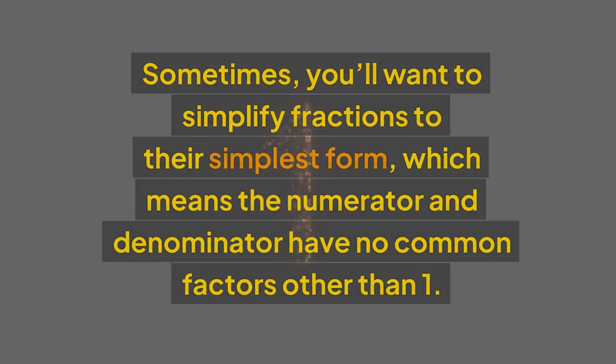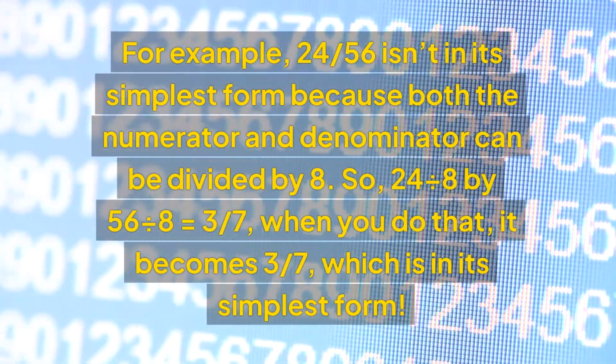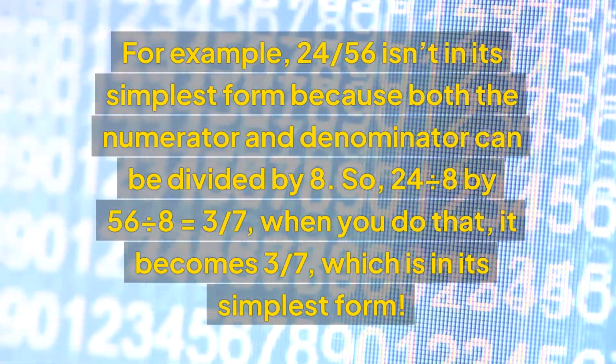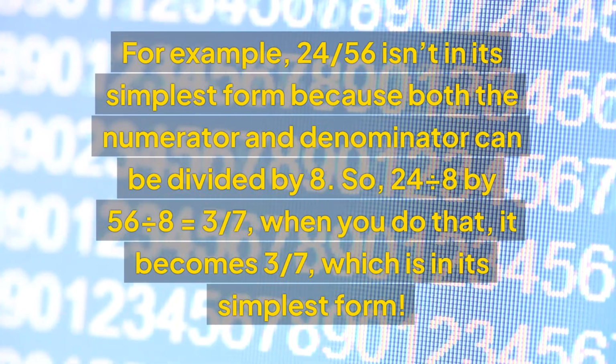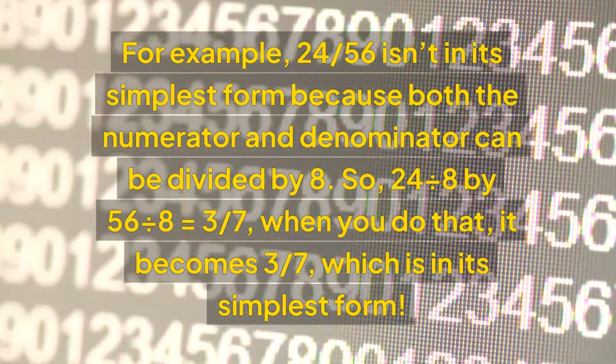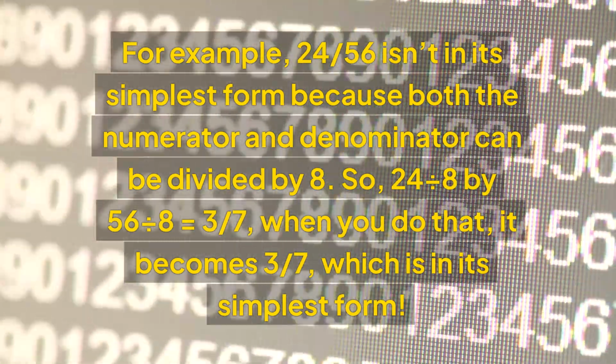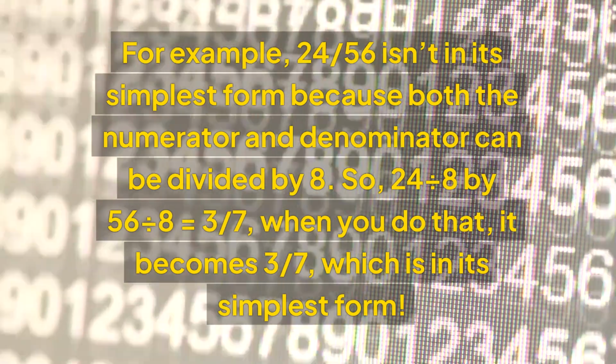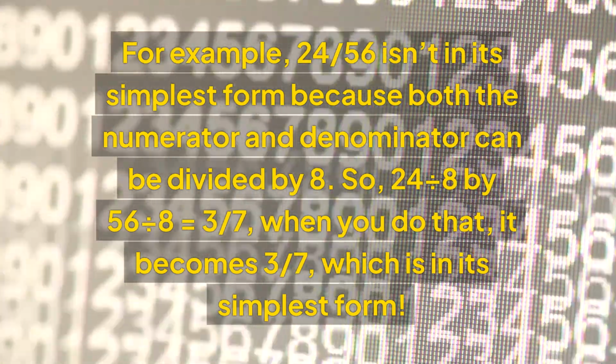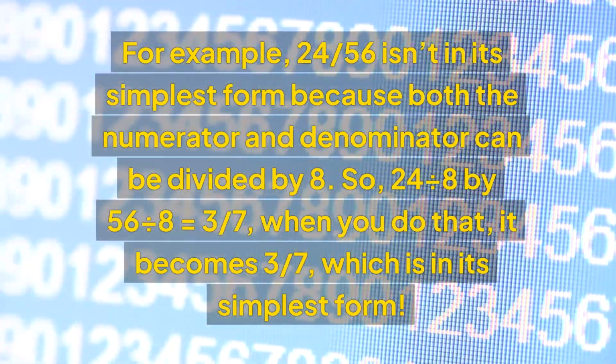Sometimes, you'll want to simplify fractions to their simplest form, which means the numerator and denominator have no common factors other than 1. For example, 24 by 56 isn't in its simplest form because both the numerator and denominator can be divided by 8. So, 24 divided by 8 by 56 divided by 8 equals 3 by 7. When you do that, it becomes 3 by 7, which is in its simplest form.